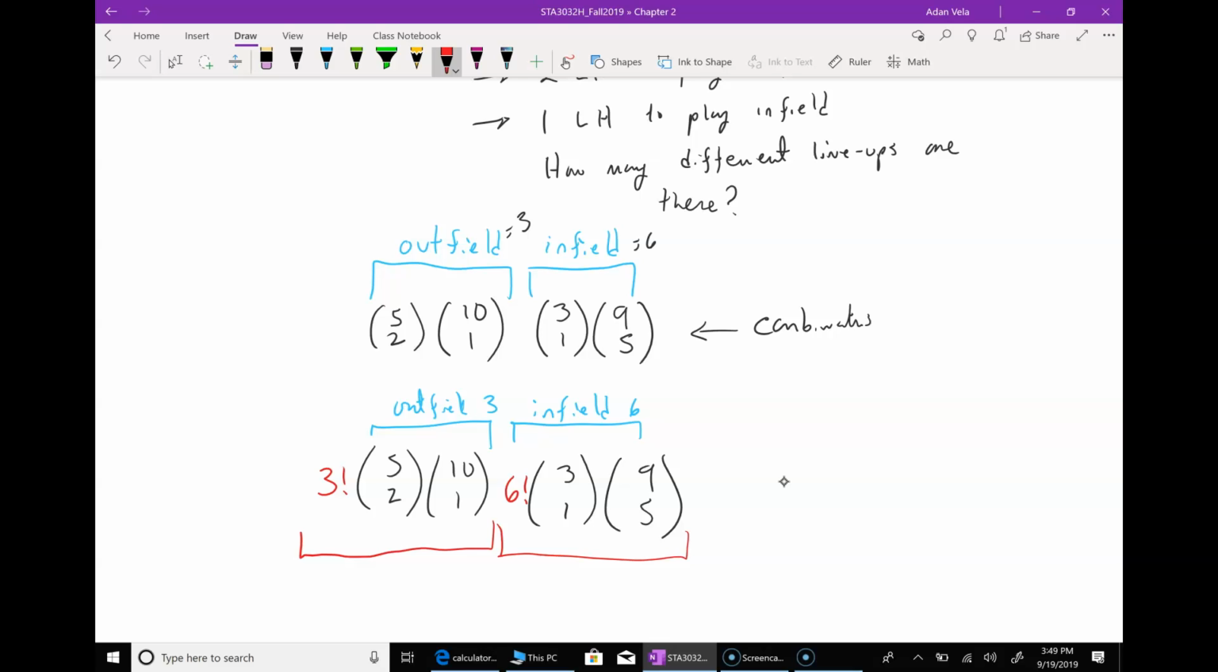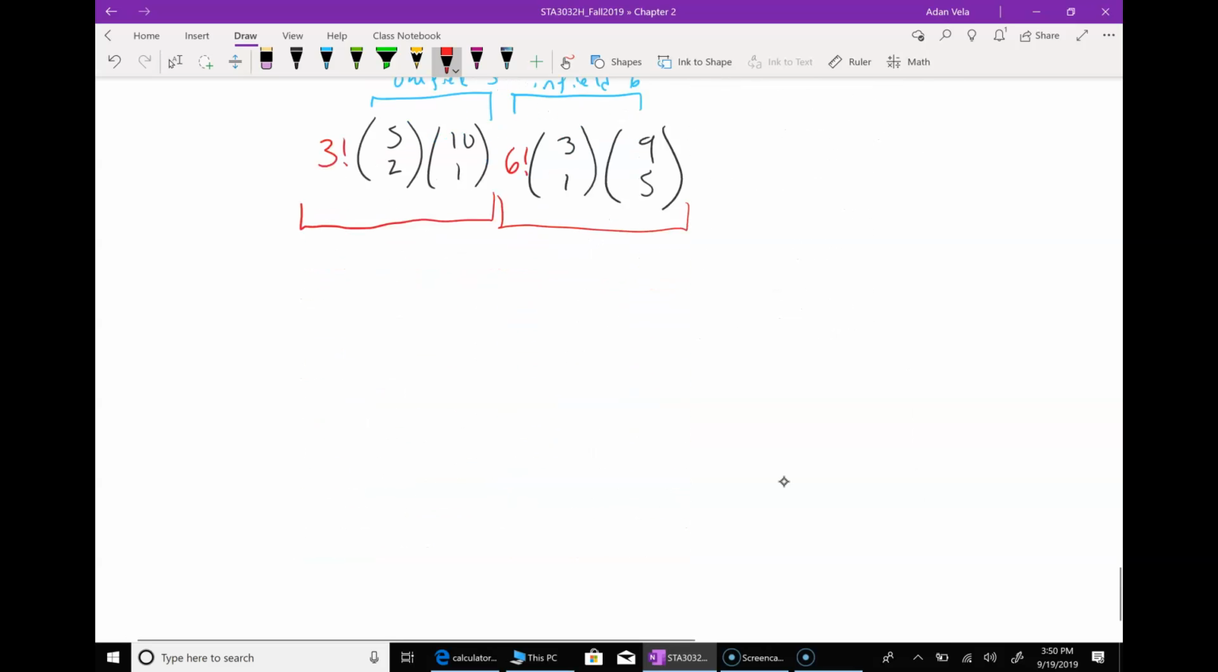So let's see what's going on here. We actually have 2 or 3 things happening. First, we're applying the product rule, right? So the number of combinations for outfield times the number of combinations for infield. Then we're applying a combination or a permutation right here. And so there are 2 different rules that we're applying in the process of solving this problem. This is going to be really common throughout the homework assignments.